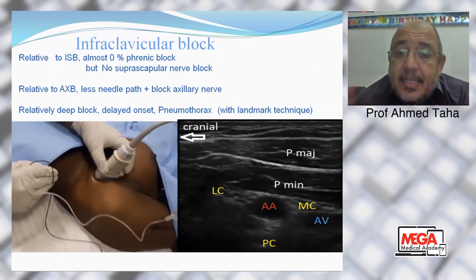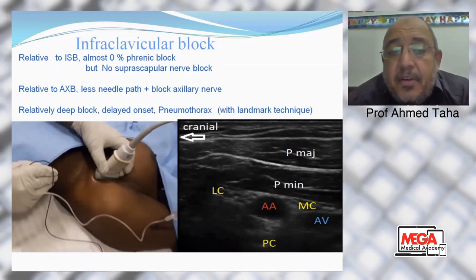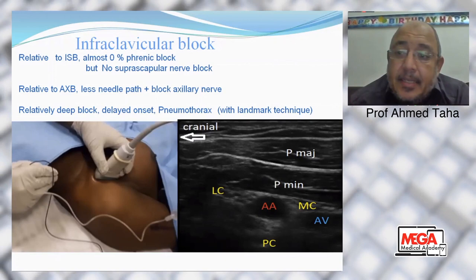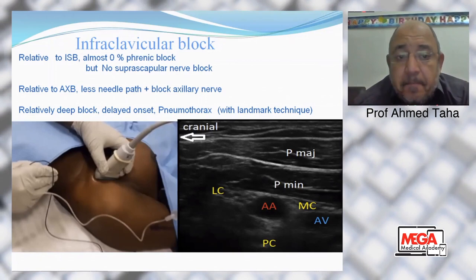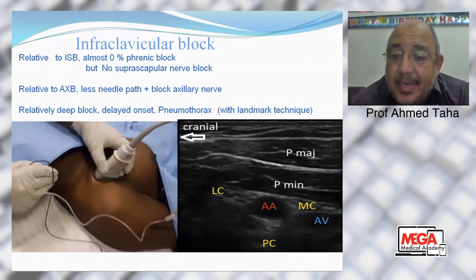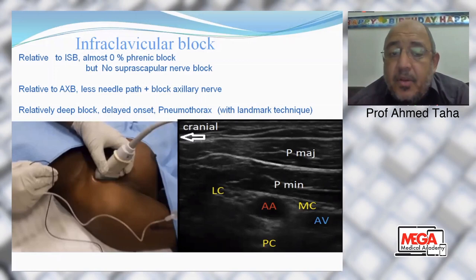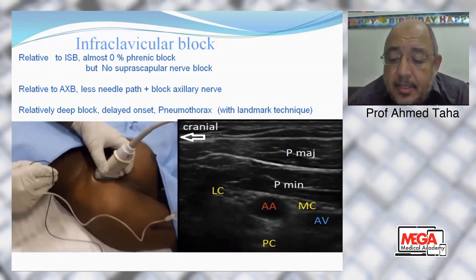But this block, the infraclavicular block, has one disadvantage: the onset is delayed. It's not that fast onset. So in this block, I prefer to use a higher concentration of local anesthetic or add some short to intermediate acting agent like lidocaine. Also, this is one of the deepest positions of the brachial plexus. In the interscalene, supraclavicular, or axillary, the brachial plexus is more superficial than in the infraclavicular.